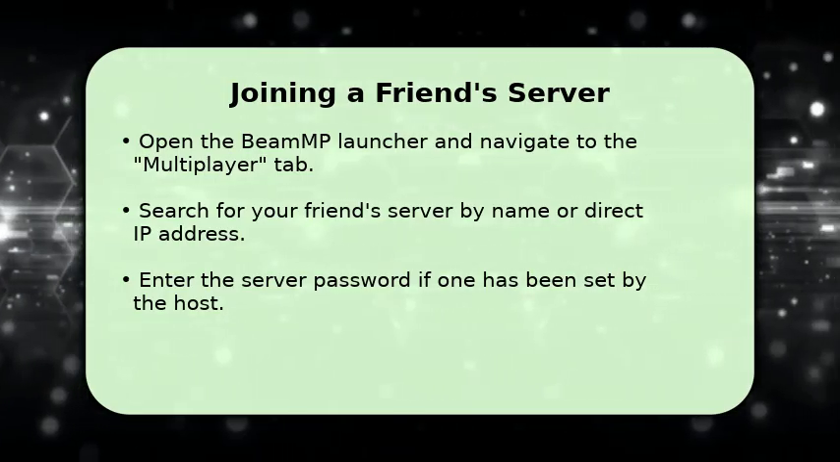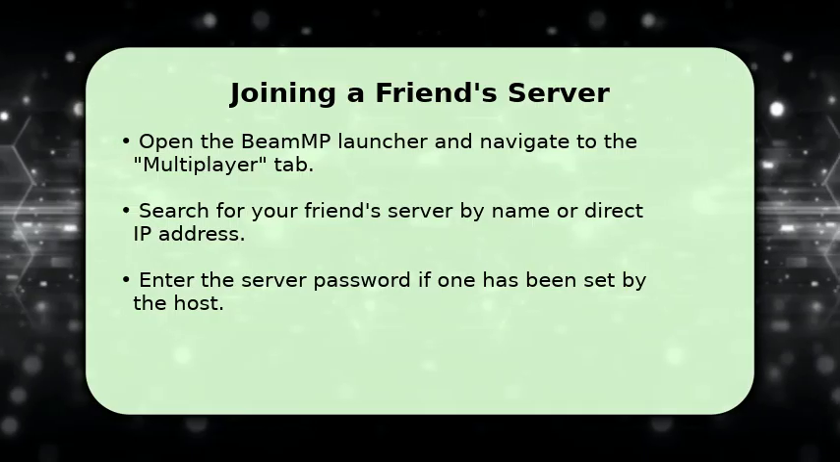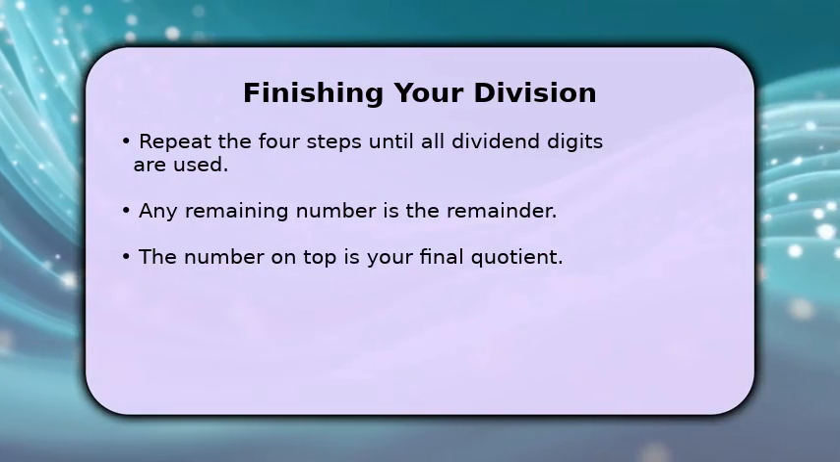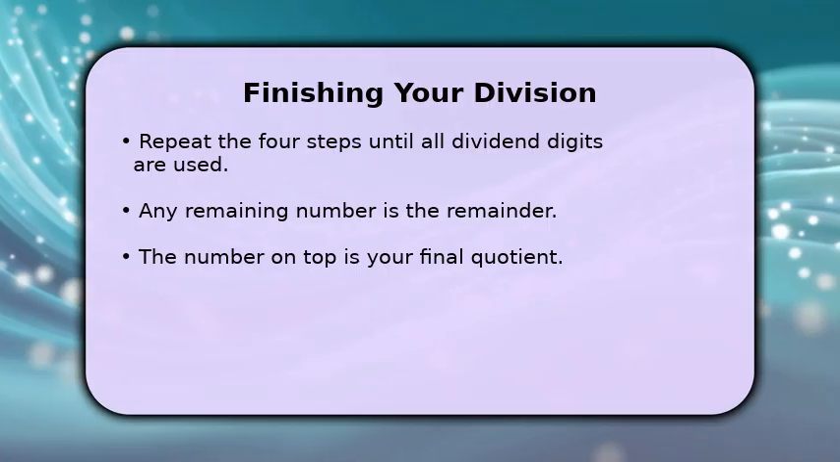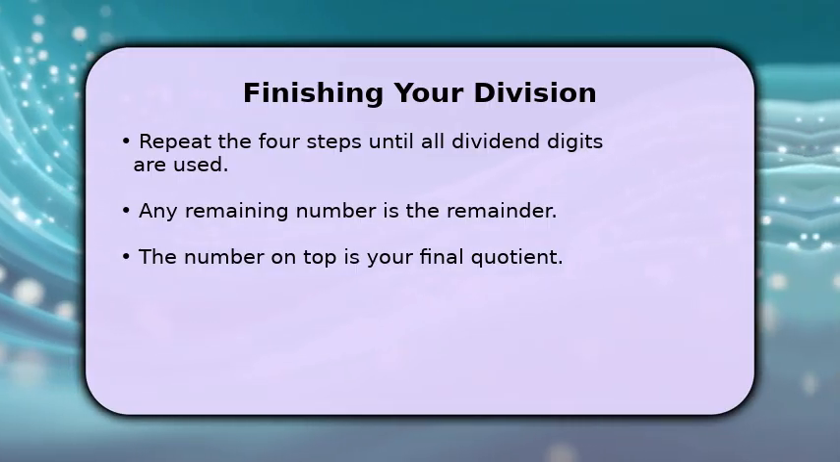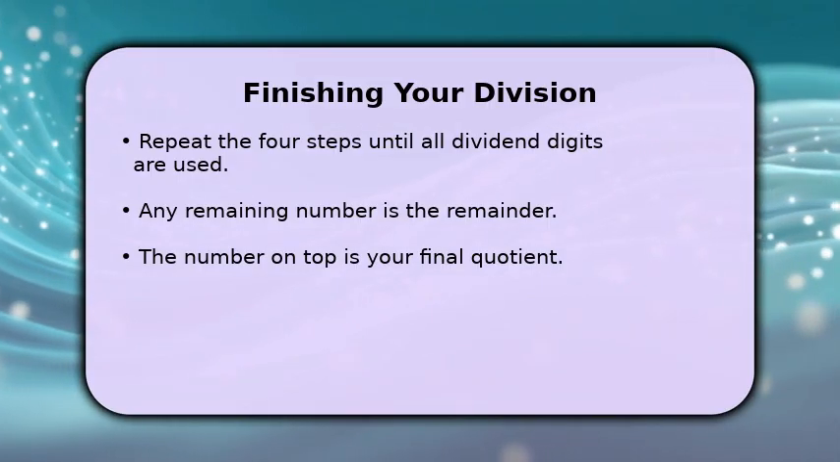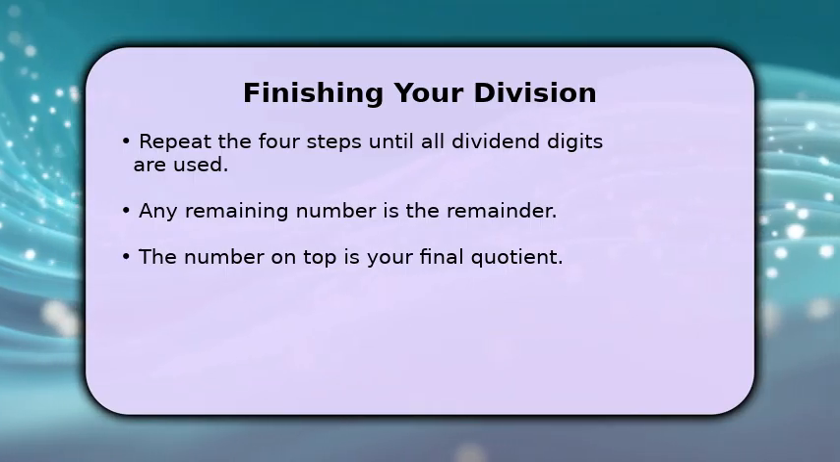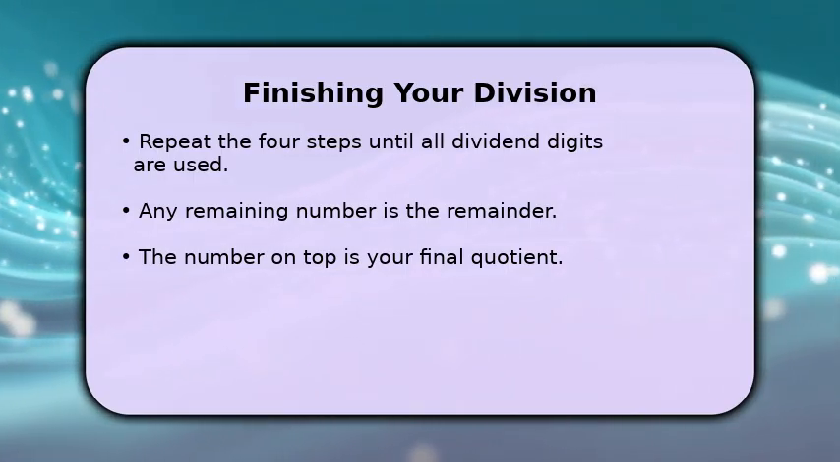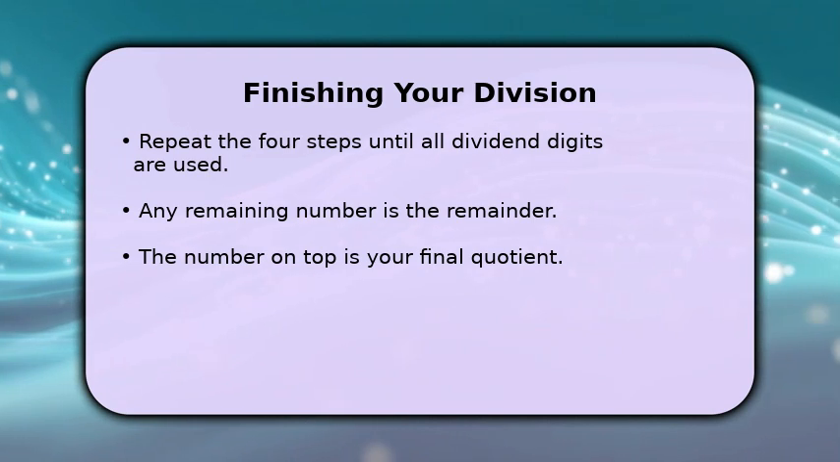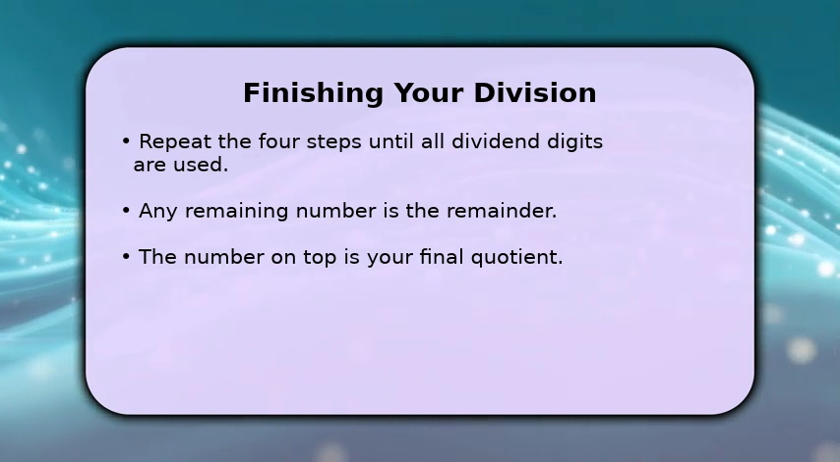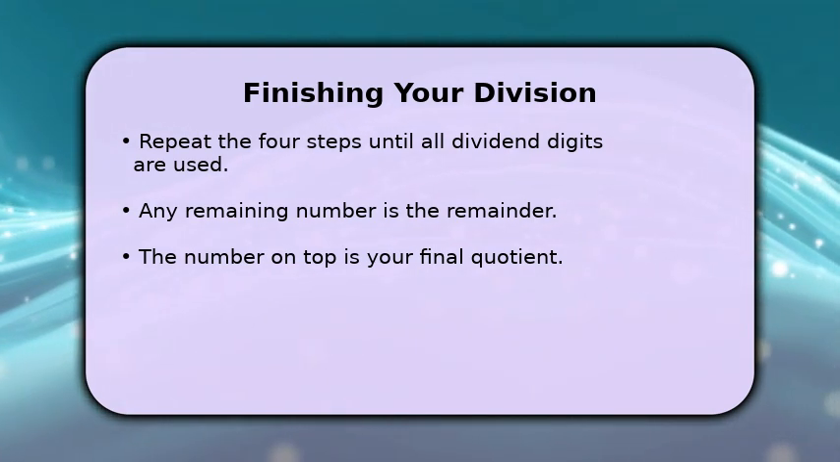Continue repeating the 4 steps: divide, multiply, subtract, and bring down until you have used every digit of the dividend. If there's a number left over at the very end, that's your remainder. The complete number you've written on top of the division house is your final answer, the quotient. With practice, this method becomes second nature for solving division problems.